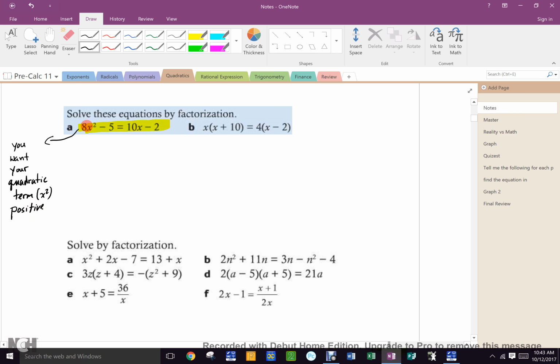So knowing we want to leave that guy positive, is he already positive? So we're not going to move him. So he's staying on the left. So where does everything else have to move? To the left. And I'm going to get 8x squared. What happens to this 10? Negative 10x. What happens to that 2? Positive. So what do I have? Minus 3, and that equals 0. And then I would factor. Everybody good?